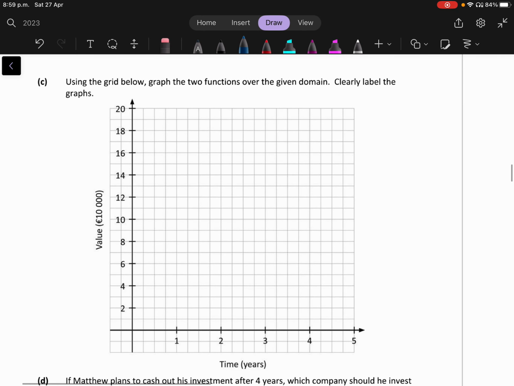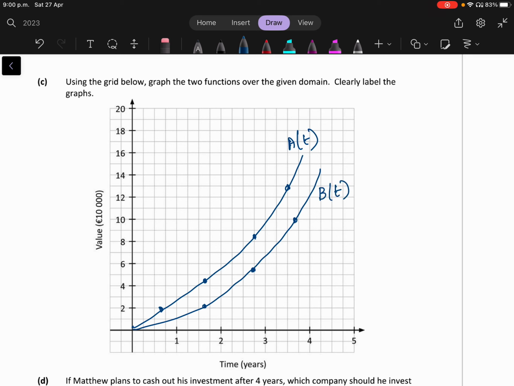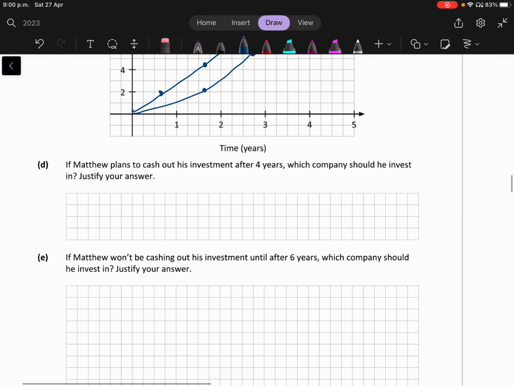And now use the grid to graph the two functions over the given domain. It is pretty easy, where you have the table format with the values, so you just need to plot it. This is not the exact plotting, but I'm just showing it. One important thing you have to do is plot the line, so you will be having these points visible. The examiner wants to see these points visible like this, and also you should label it: this is A of t and this is B of t. This is very, very, very important. If it is not labeled, you will lose 1 mark. So make sure that it is properly labeled.